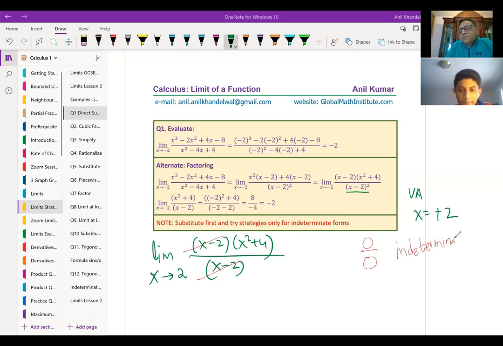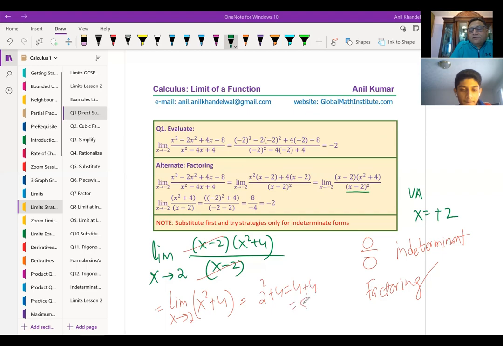In that case, you will adopt the technique of factoring. When you factor, you will get x minus 2 as a common factor, correct? Then you can cancel this. Now this is equal to the limit as x approaches 2 of x squared plus 4. Now you can substitute 2 here and you get 2 squared plus 4, which is 4 plus 4, which is 8.